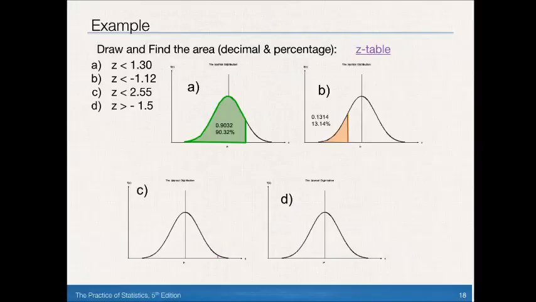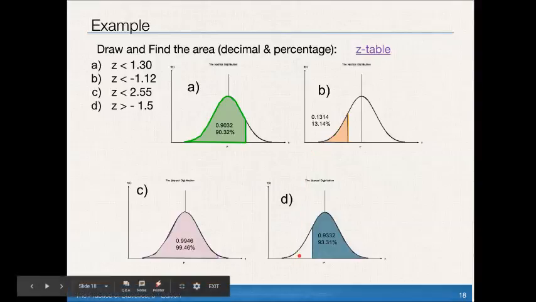C is 2.55, that's way over to the right, and so you're going to get this shading going on there. And from the table, we get 0.9946, or 99.46%. The last one is greater than 1.5, so the line is on the left side, and I'm going to shade this way. So in order to get that, I have to look up negative 1.50, which is 0.0668, and then I subtract that from 100, because that would represent that area.